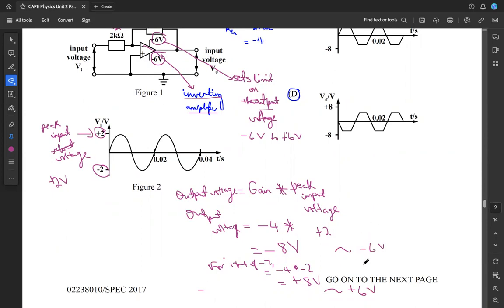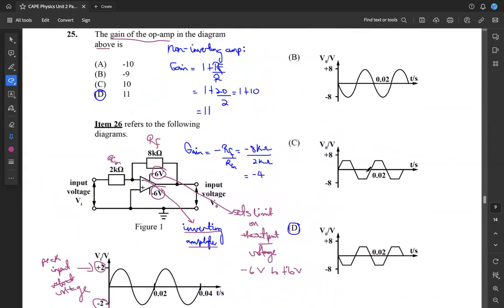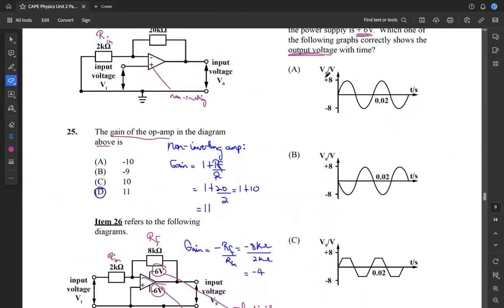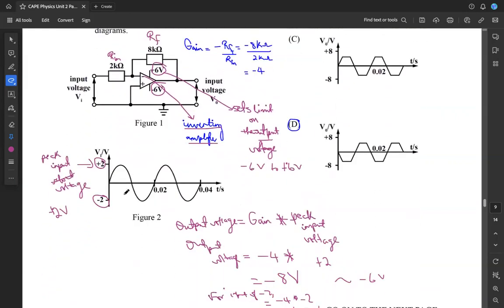So let's look at these answers now and see which one would fit those features. Again, our new output peak is an inverted thing, so this is going to flip down to the bottom. This first portion should now be negative because it's -8, so it's going towards -8. And this portion that was negative here is going to flip up and become positive because it's inverting.